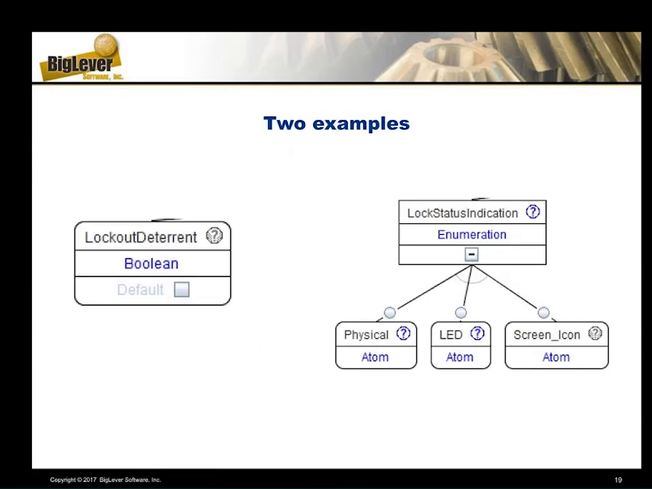Here are two simple examples of a primitive feature. There you go, name and a type. A feature called lockout deterrent, it's Boolean. A feature called lockout status indication, it's got 3 flavors. You know, welcome to your choice. Pick any one of those 3.